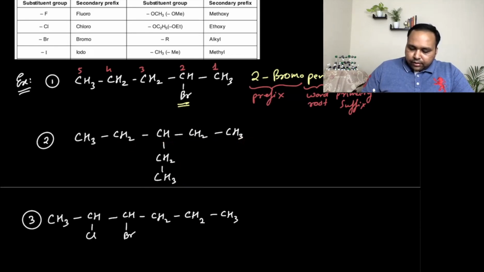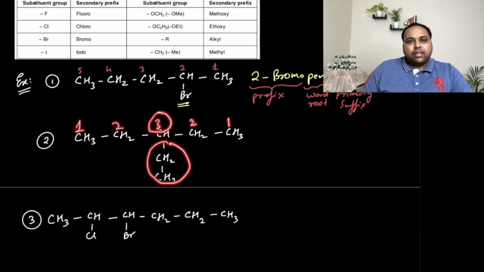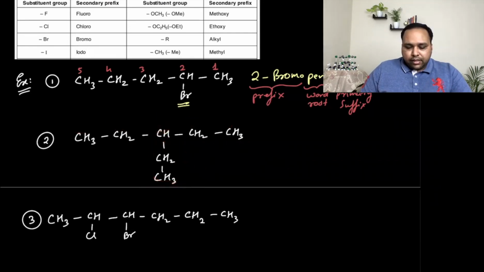We take the straight chain as the carbon chain, and let's see what's the position of the substituent. If you number from the left hand side, 1, 2, 3, the substituent gets number 3. If you number from the right hand side, 1, 2, again it gets the number 3. So in this case the numbering is irrelevant. You can number from any of the sides. So let's number from the left hand side: 1, 2, 3, 4, 5.